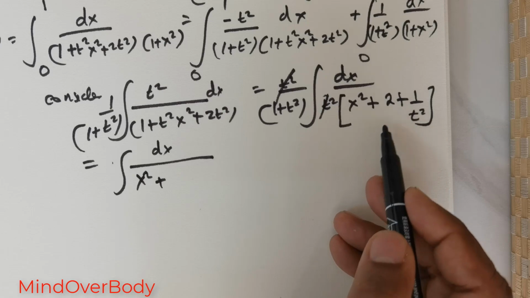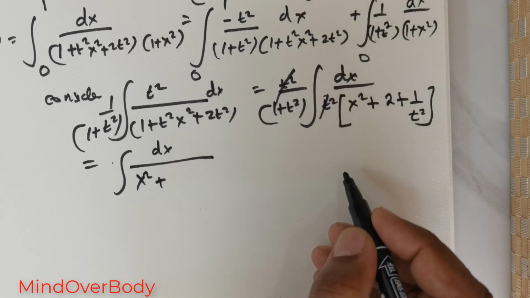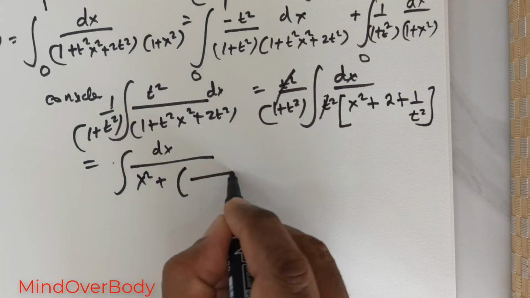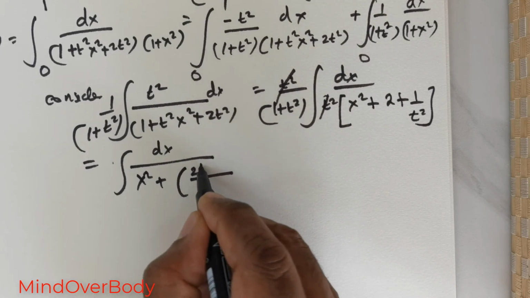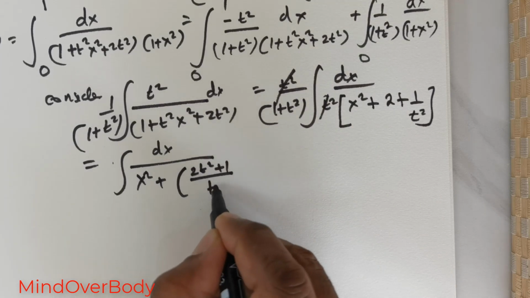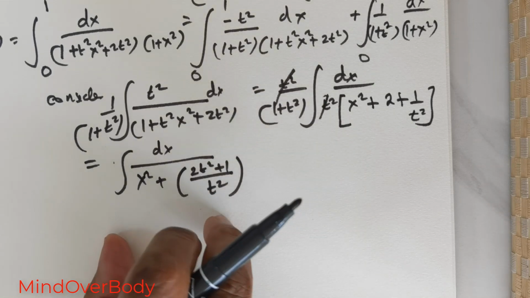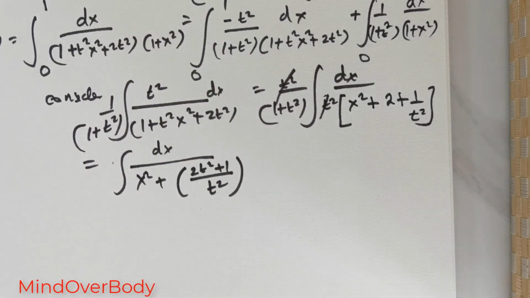Now this 2 + 1 over t squared, I wish to write it with t as a quantity. So it's going to be 2 times t squared plus 1, divided by t squared. So this is what I've got. And is there anything else we can do? Okay, so having got this, let me move on.